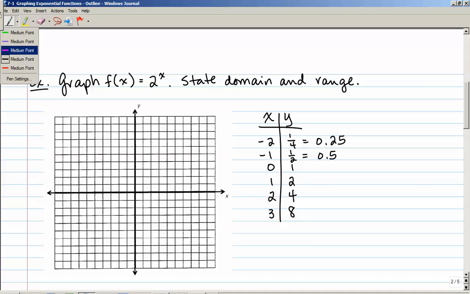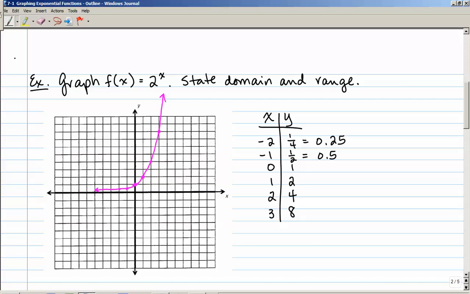So let's go ahead and graph those points. When you get down to these fractions, it doesn't have to be super precise. So -1, 1/2 is going to be something like there. -2, 1/4 is going to be a little bit closer to the x-axis. 0, 1; 1, 2; 2, 4; and 3, 8. And we'll draw the curve, just taking off, going up like crazy. And as you draw it this way, it doesn't touch and it doesn't cross the x-axis.